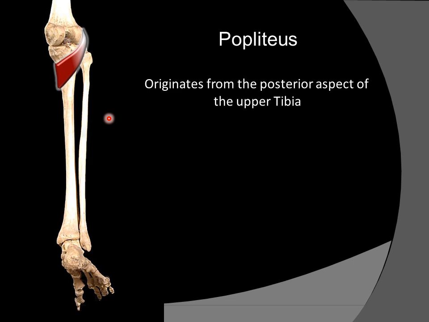Let me explain again about the subdivisions of the posterior compartment of the leg, that it is subdivided by two strong fascial septa. One is the superficial transverse septum, the other is the deep transverse septum.